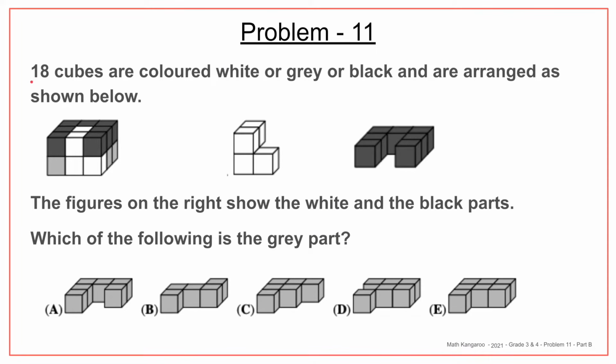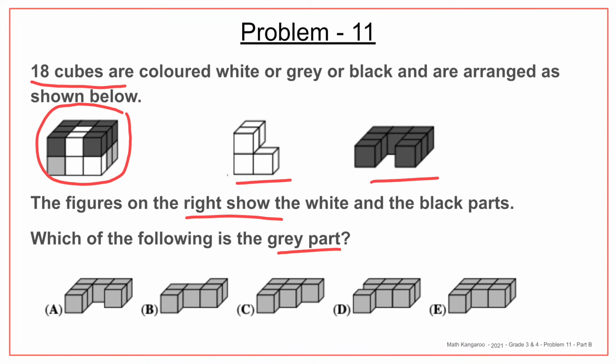Problem 11. 18 cubes are colored white or gray or black and are arranged as shown below. The figures on the right show the white and the black part. Which of the following is the gray part? So this is the complete cube we have, and there is a white, gray, and a gray part is shown. So we have to find out which is the gray part. So let's look into each option.